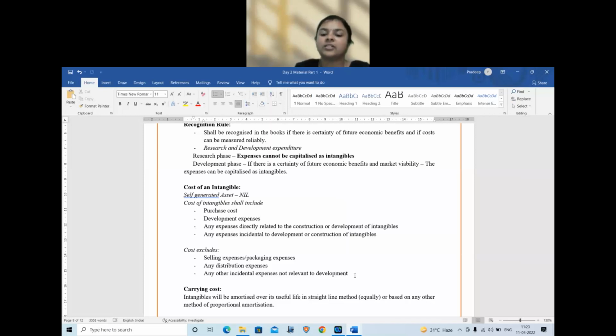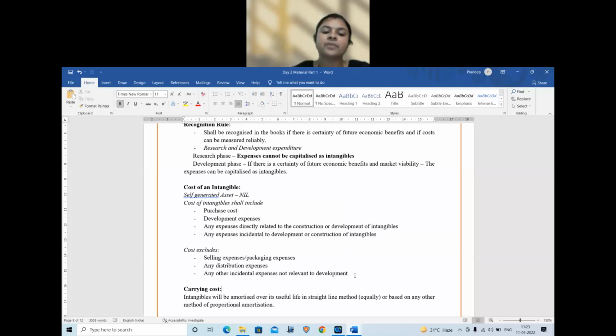If you look at the cost, it will be similar to what we see in property, plant and equipment. Same rule. All directly related costs, purchase, taxes, etc. will be included. Refundable taxes, selling and distribution expenses, non-related costs will be excluded. So same rule of asset classification, just that here it is intangibles.